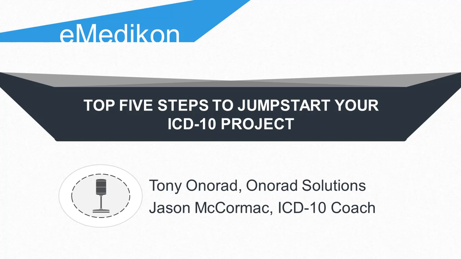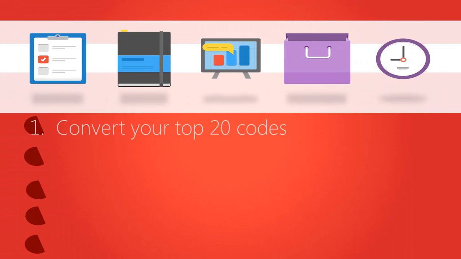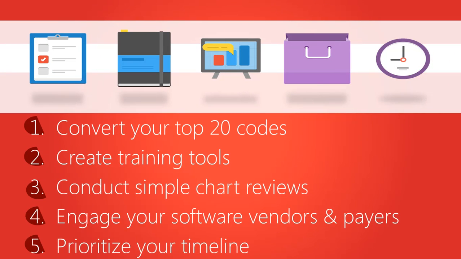So we're going to be talking today about the top 5 steps to jumpstart your ICD-10 project. And I'm going to list them first, and then we'll go into a little more detail with each one. Number 1 is convert your top 20 codes, identify new documentation elements. Number 2 is create training tools. Number 3, conduct simple chart reviews. Number 4, engage your software vendors and payers. And number 5, prioritize your timeline and create deadlines and accountability. So let's start with the first one.